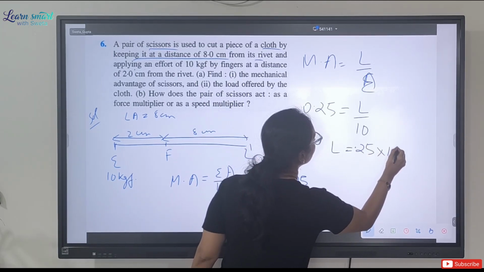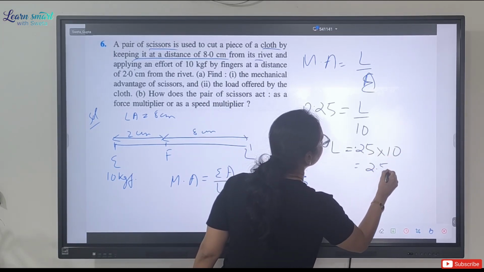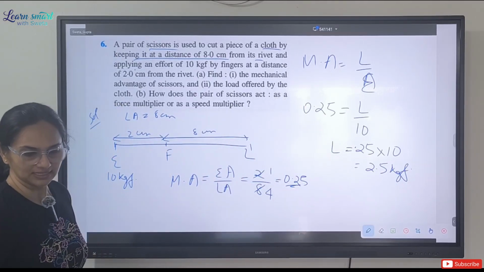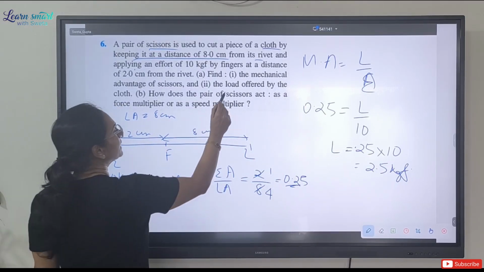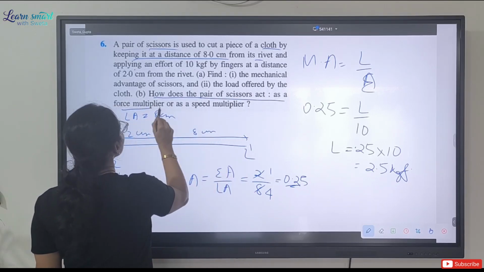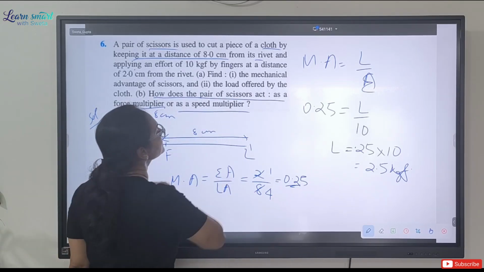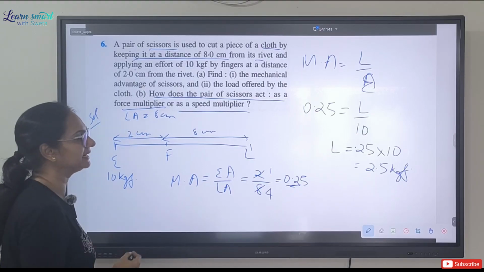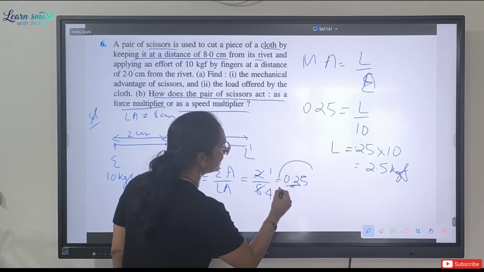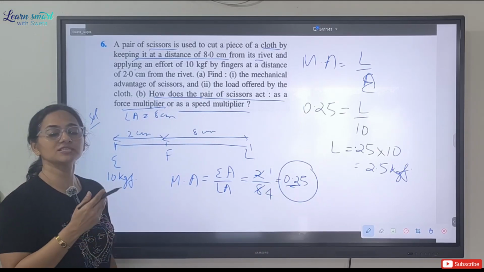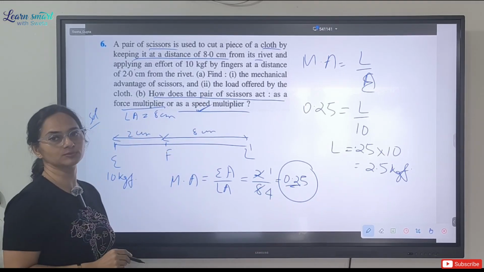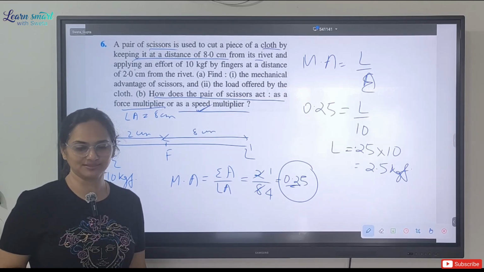0.25 into 10, which is 2.5 kgf. Right? Now, they are also asking, how does the pair of scissors act as a force multiplier or as a speed multiplier? How is it acting? Here we are seeing that mechanical advantage is less than 1. So the scissors act as a speed multiplier, not as a force multiplier. Let's see the next question.